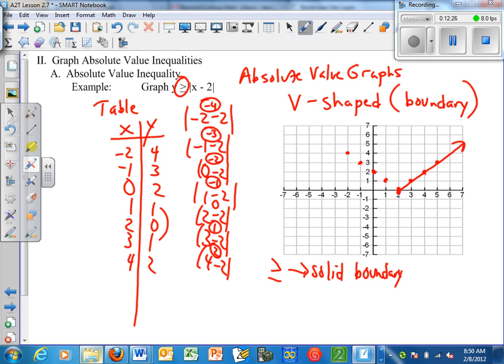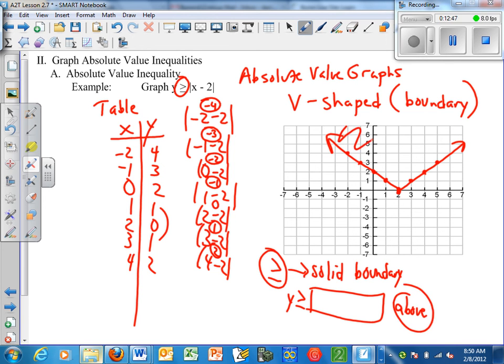So, solid V. Now, because it's an inequality, we have to use our shading rules. It's y is greater than or equal to something. Okay, it's got absolute value in it. That doesn't matter. The y side is bigger. That means I shade above the V. So I shade above the V, which would be all my points up here. If that would have been less than or equal to, then I would have shaded all the points below the V. So the shading rules still apply, it's just not linear anymore.